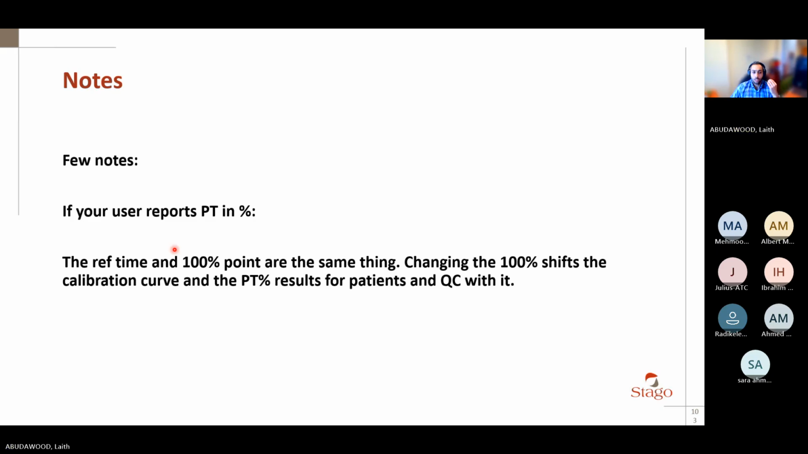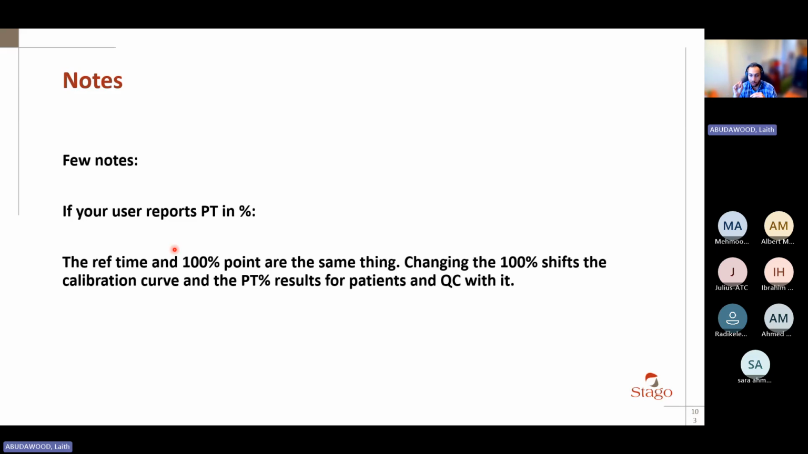100% what? We consider the reference time or the mean normal PT, same thing, to be 100% activity of a normal person, or that represents a normal person, an average person. So 100% activity of coagulation factors, okay? So if PT is 100%, it means your coagulation factor activity is equal to an average person that represents 100%, okay? So if the user is using PT%, you use the MNPT or the reference time.